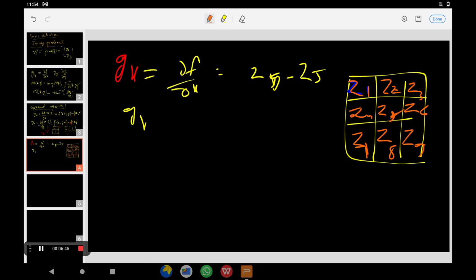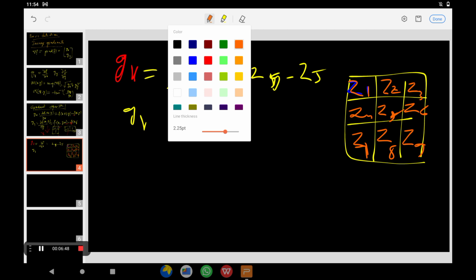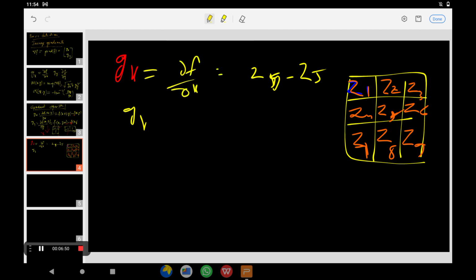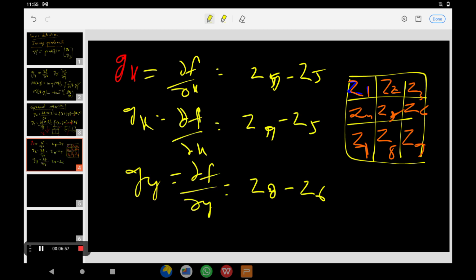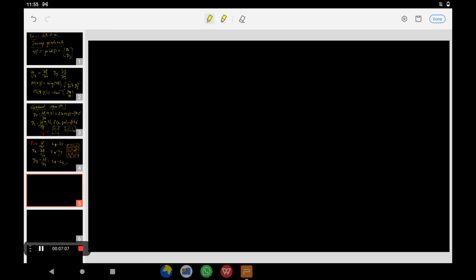Suppose you are finding the corresponding values based on this one, you will get a lot of information where Gx is equal to dou f by dou x. So these are the different directions. This is a reference pixel Z5; Z8 minus Z5 is the x direction. Z8 minus Z6 is the diagonal direction. So these are the different ways you have to find the corresponding pixel values.